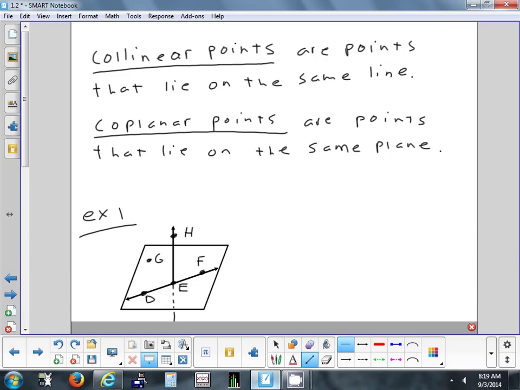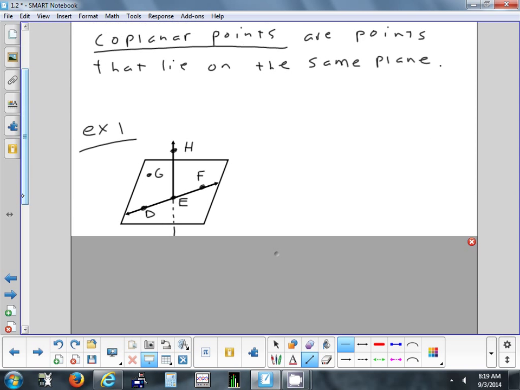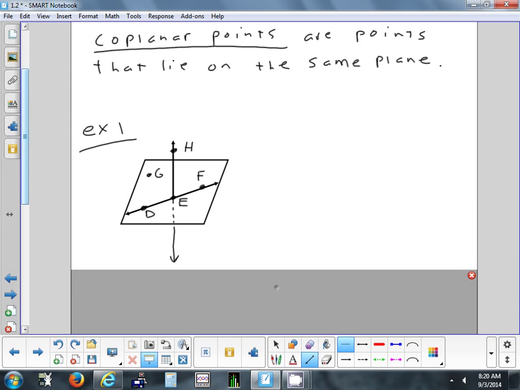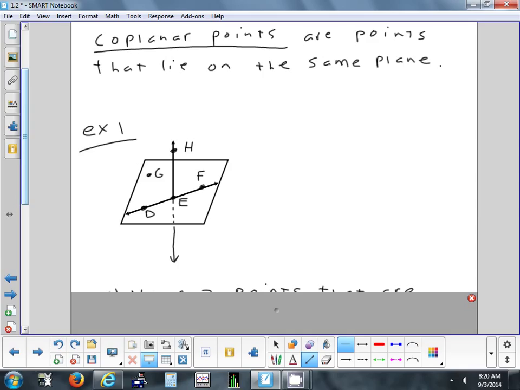Okay, so here's an example. And we're going to look at this diagram and answer some questions. So what I've drawn is a plane. I've drawn a line in the plane. Then I have another line that's coming down and going through the plane.